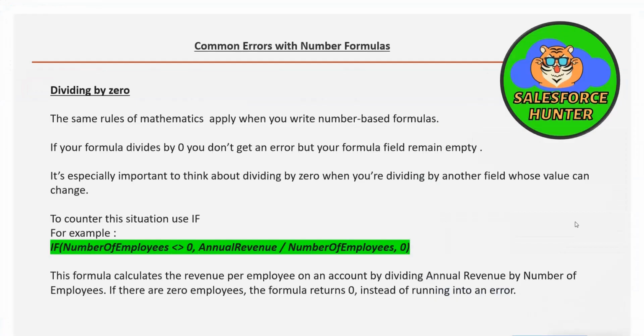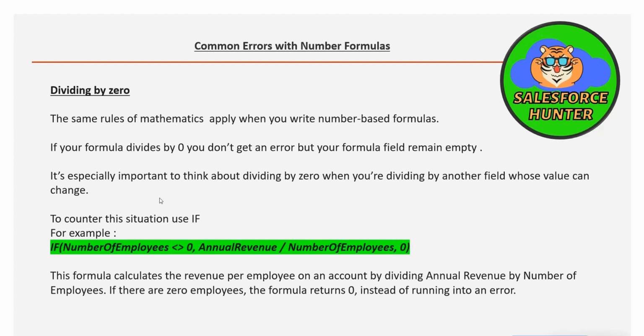So one of the common issues is dividing by 0. You know that in maths we can't divide a number by 0, and the same applies when you are designing a formula. Though you will not get an error message, it's especially important if you are designing a function where a number is getting divided by a field having a value 0, because the field's value changes as you design new reports. So you need to keep that in mind. You don't get an error, but you get an empty field if you are dividing by 0.